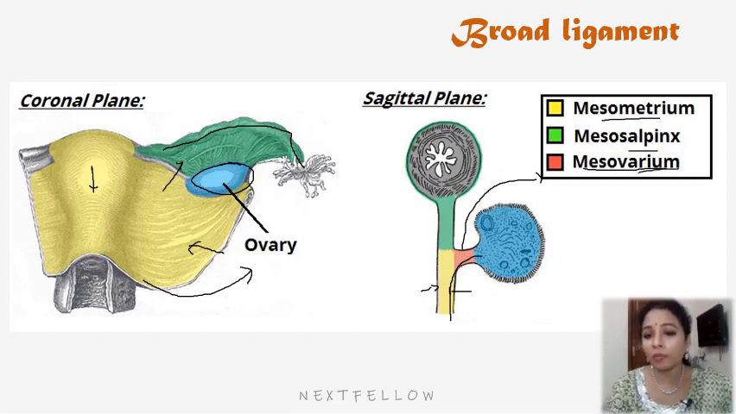Mesometrium is that part of the broad ligament which is associated with the uterus. Mesosalpinx is a fold which covers the uterine tube. Meso-ovarium is for the ovaries. It connects to the ovaries. So mesosalpinx and meso-ovarium, I hope you understood.